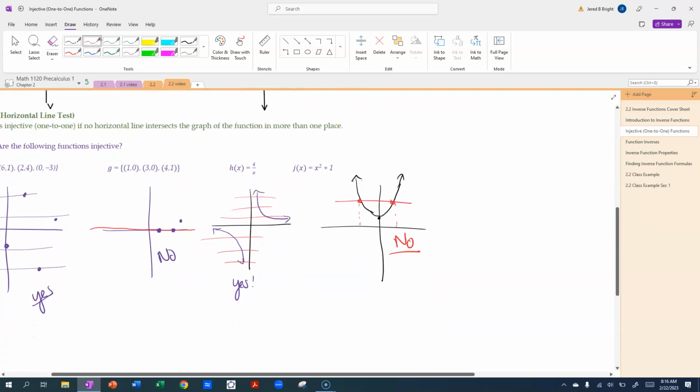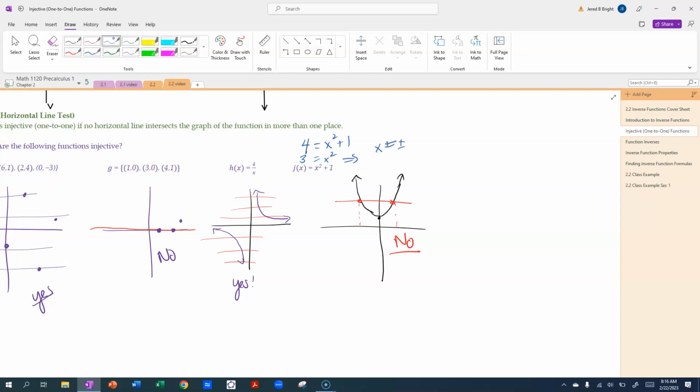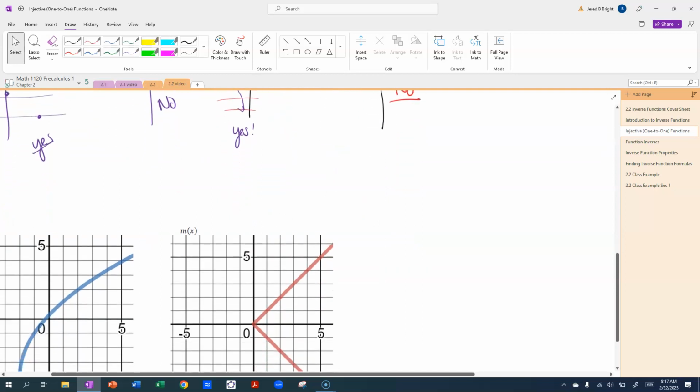Another thing that you could do is ask yourself, if you fix a value of y, let's say y is 4, substitute that into x squared plus 1 and solve it: 3 equals x squared. If you solve this, you get x equal to plus and minus square root 3. As soon as you have the plus and minus algebraically, that means you have two x's for one y. If they're invertible, that can't happen. So be on the lookout for that if you're doing the algebraic work. If you have two x's for one y, then it violates that one-to-one property.